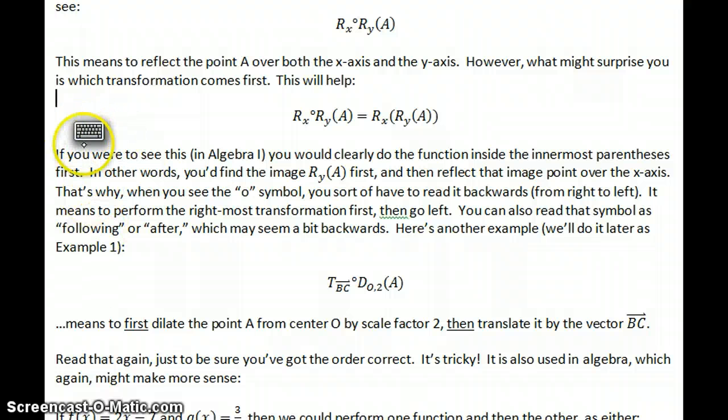What is this doing here? Can I get rid of that? Oh, I do that, it goes away.